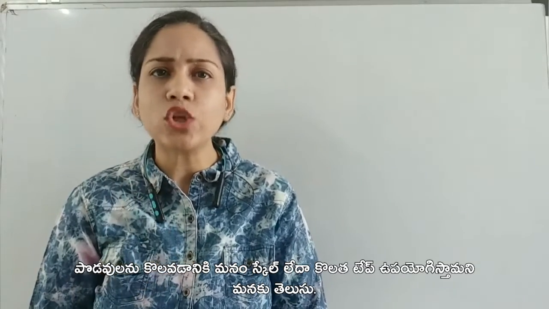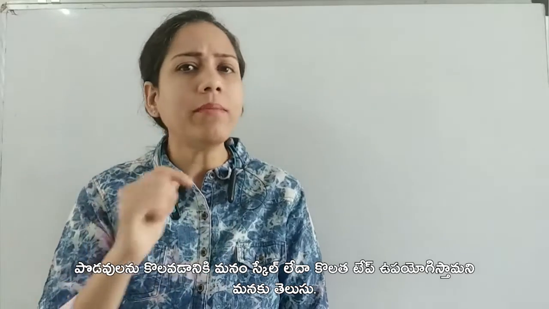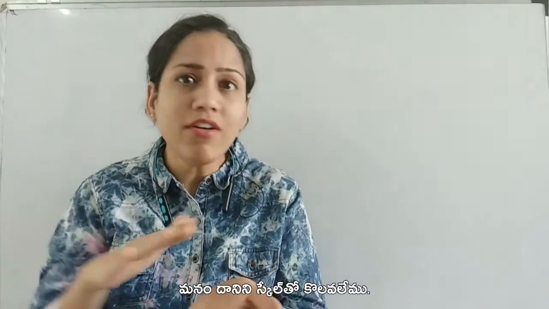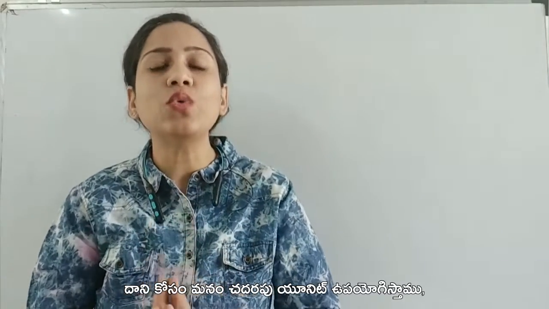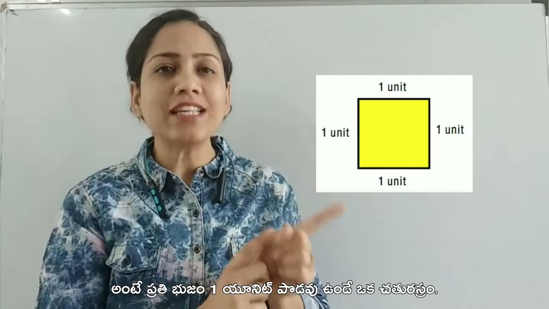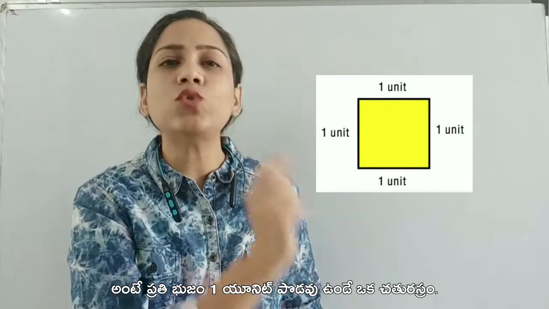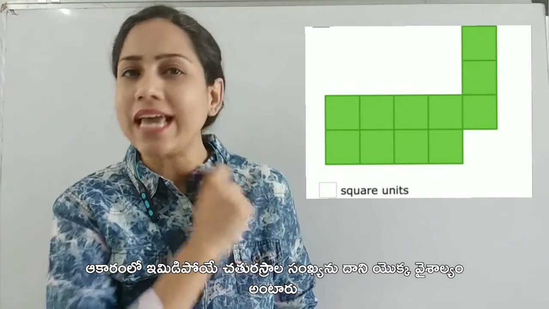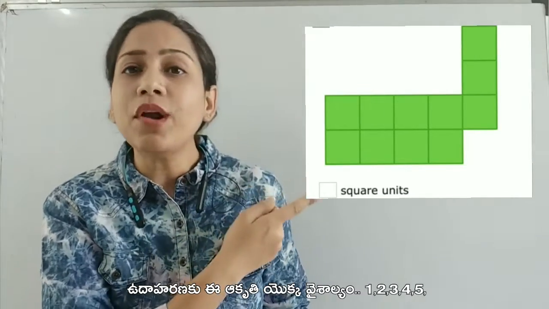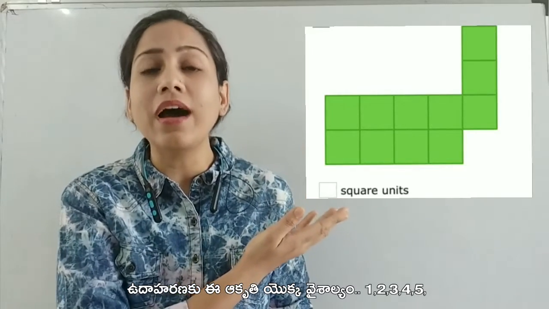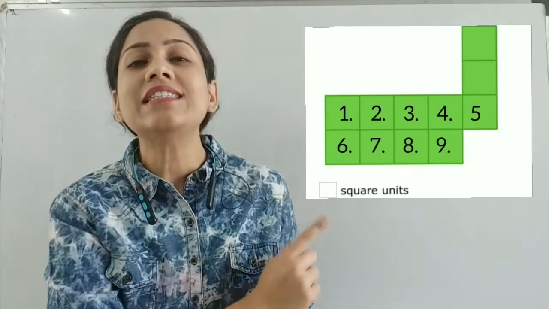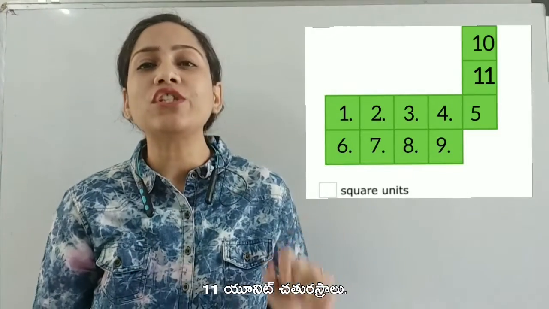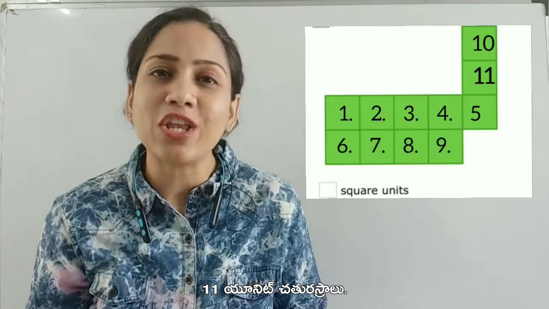We know that we measure lengths using a scale or a measuring tape. But we can't use a scale to measure the space covered. For that, we use a unit square. That is a square with each side as one unit. The number of squares that fit in the shape is called its area. For example, the number of squares that fit this shape are 1, 2, 3, 4, 5, 6, 7, 8, 9, 10, 11. So the area of this shape is 11 square units.